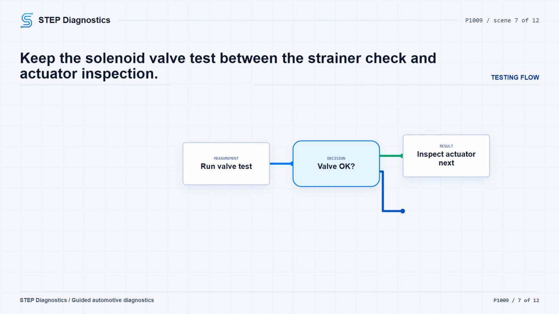This is the commanded hydraulic control point for the VTC system, so do not skip it and do not jump straight to the actuator. If the VTC oil control solenoid valve tests okay, continue to the actuator inspection. If it does not test okay, replace the VTC oil control solenoid valve, then go to repair verification.